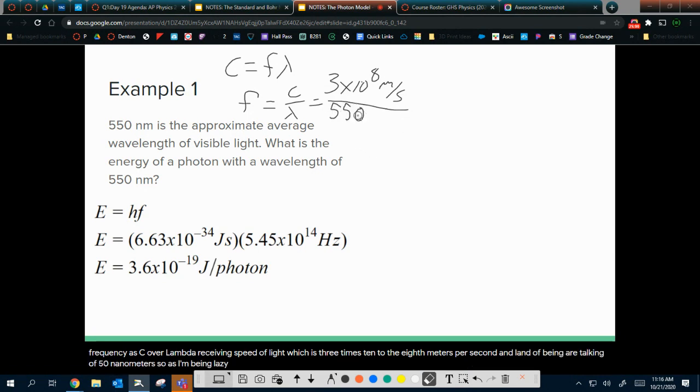So when I say I'm being lazy, I know I need to convert it to meters because this is in meters per second, but I can't have nanometers here. So the lazy way, the way I usually think of it is instead of writing 550 nanometers here, I just write times 10 to the negative 9 meters. The reason I say that's lazy is because instead of converting it, I just put times 10 to the negative 9. First of all, that's perfectly valid. Second of all, why does this look wrong? Why do I say this is the lazy way?